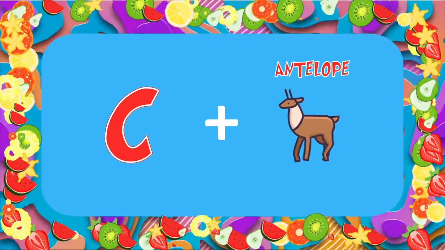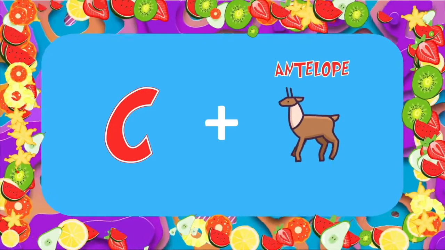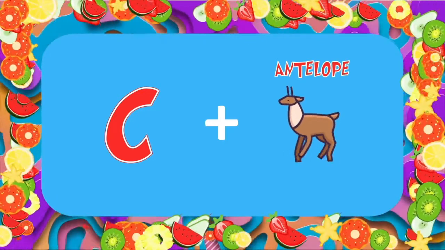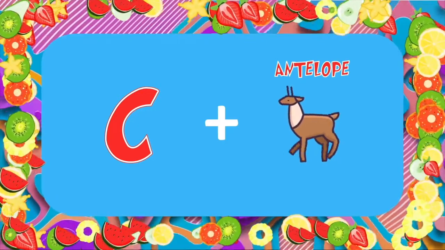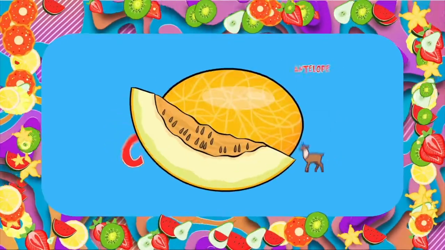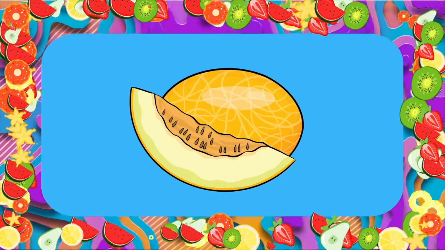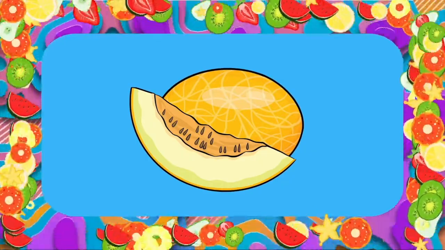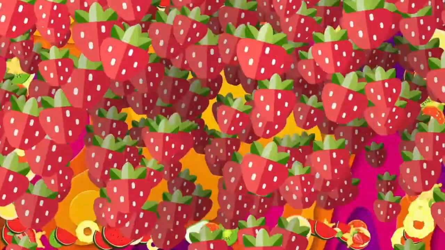Time is up. If you knew what that animal was, then this one was really easy, wasn't it? The letter C plus antelope equals cantaloupe. Well done. All right, this is our last puzzle for today.